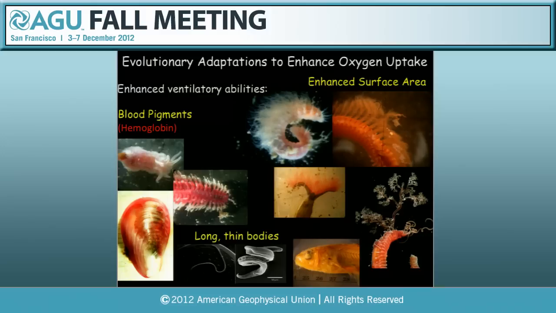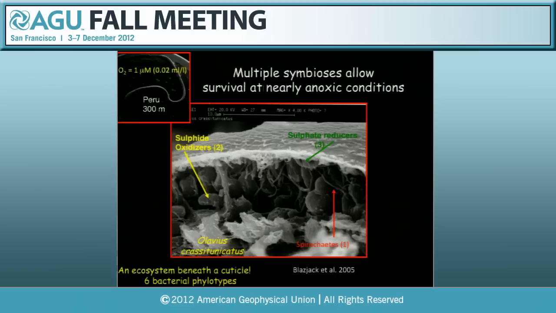Even the fish have very frilly gills in this region. Another strategy is to be long and thin and to have a high surface area to volume ratio to enhance oxygen uptake. One of my favorite examples of a long, thin worm is this small oligochaete, Olavius crassitunicatus. It lives at 300 meters in a basin off Peru where the oxygen concentrations are on the order of 1 micromolar.